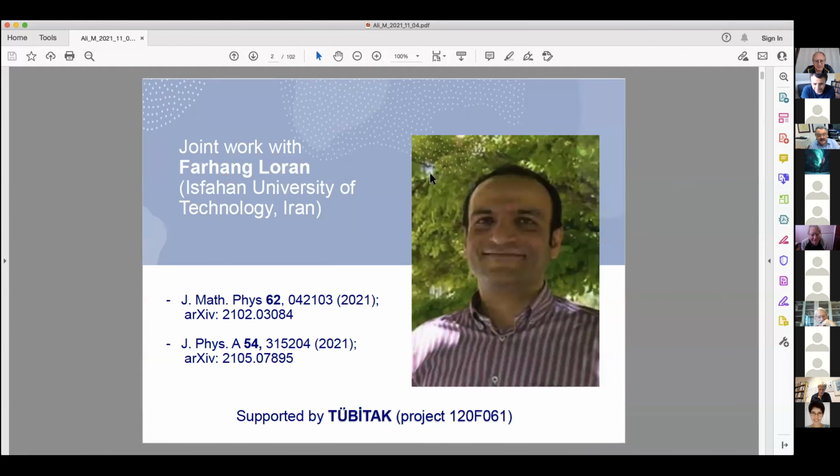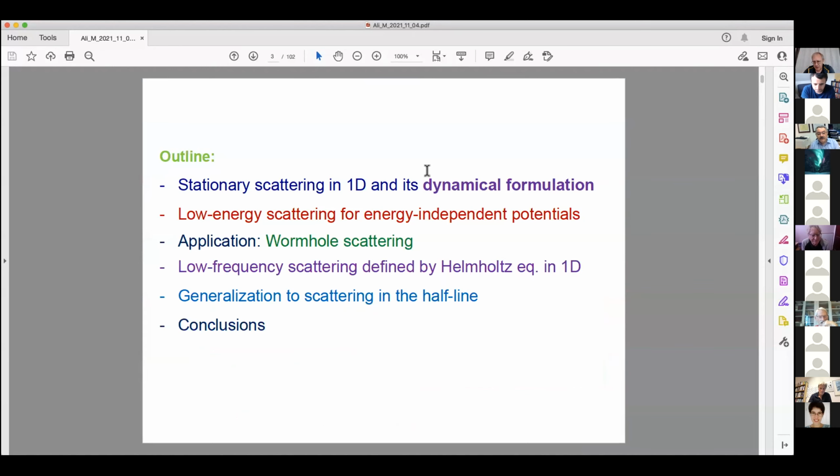So I was telling that this is a joint work with my collaborator from Iran. I will start with the introduction to scattering theory, talk about how this dynamical formulation of scattering theory can be used to do low energy scattering for energy independent potentials, discuss its application, wormhole scattering, and then I will talk about low frequency scattering defined by Helmholtz equation. These are related to applications in optics where the potential becomes energy dependent. And then if I have time, I will also describe how this can be generalized to do scattering in the half-line.